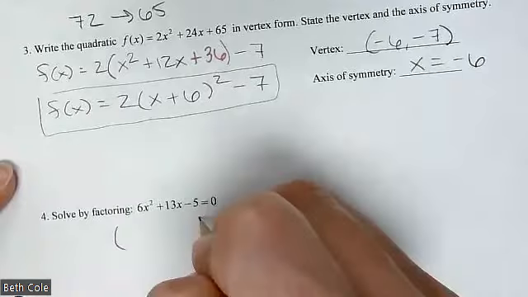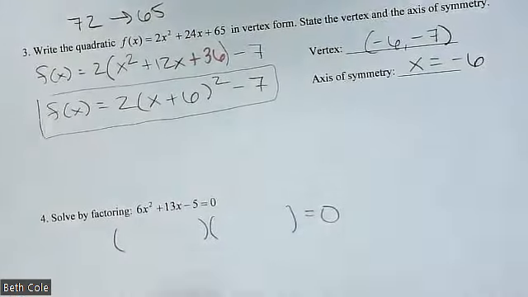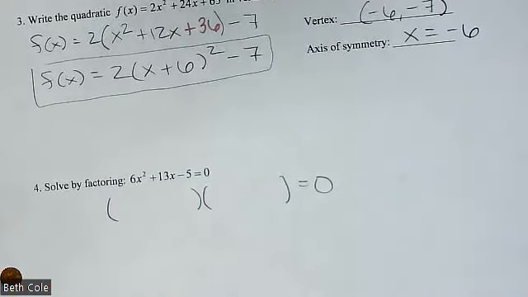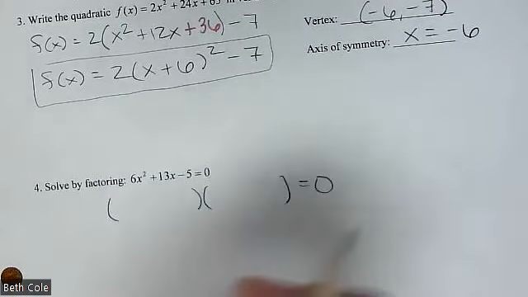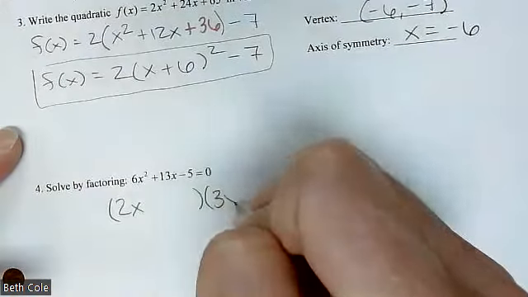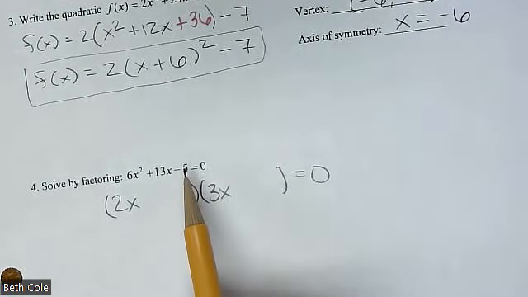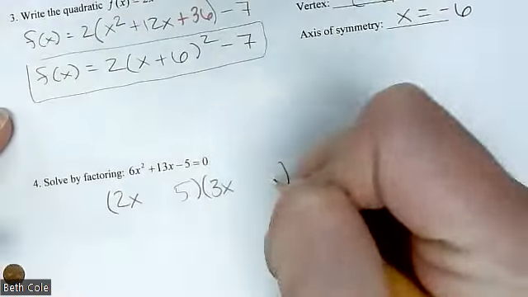All right, solve by factoring. Go ahead and draw your two sets of parentheses. I need numbers that multiply together to equal 6. All right, let's try 2 and 3. 2x and 3x. If that's not right, we'll try something else. I need numbers that multiply together to equal 5. 5 and 1, let's try that.